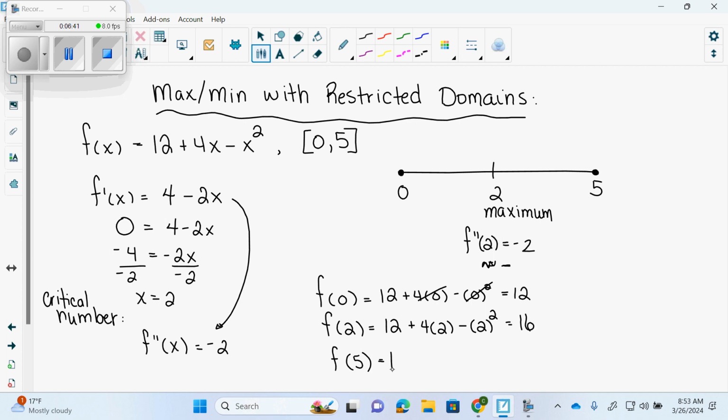Then 12 plus 4 times 5 minus 25, that's 5 squared. This one actually counterbalances itself. So we have 20 minus 25, which is negative 5, plus 12 is 7. Okay.